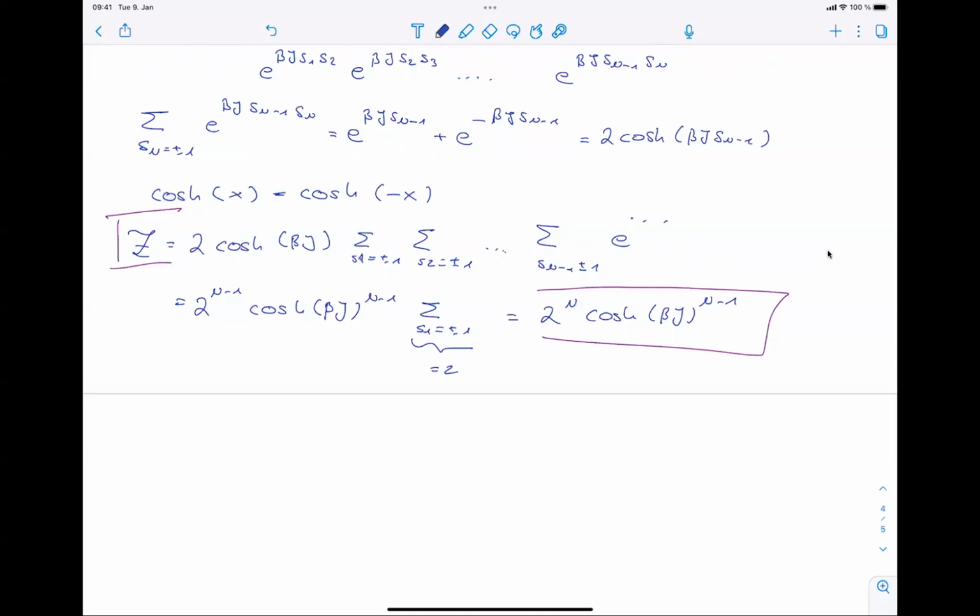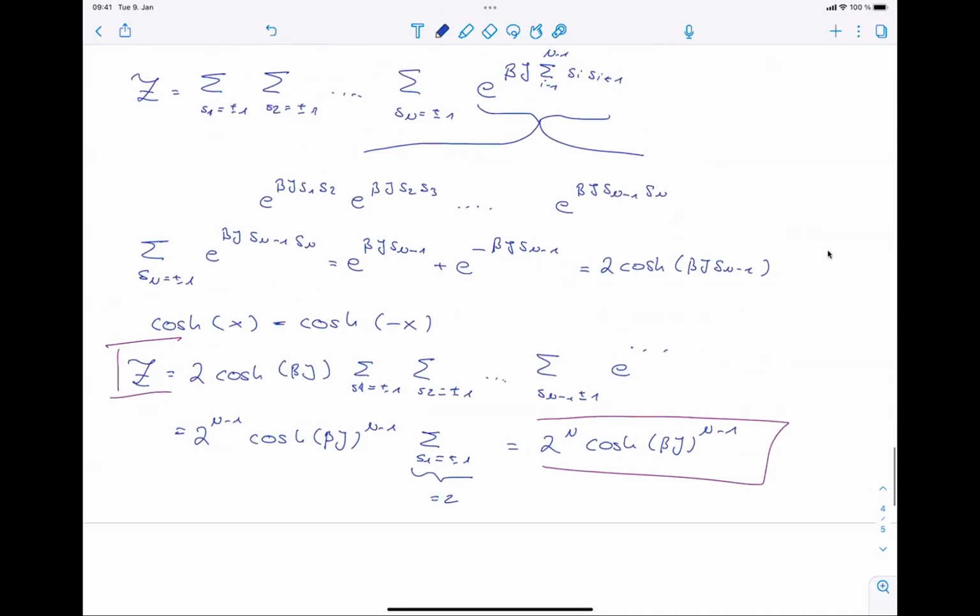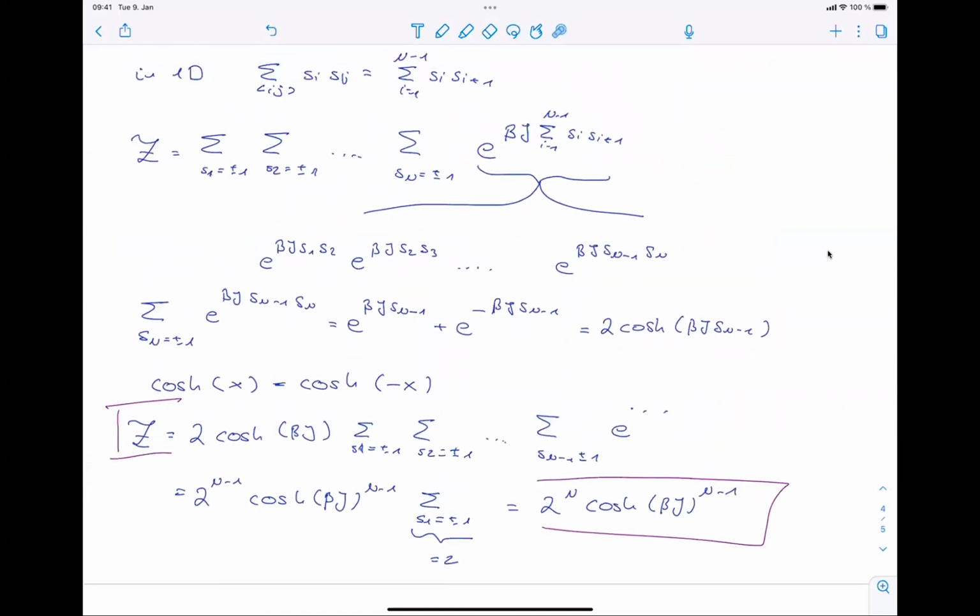I didn't understand why in the second to third line, why cos of x equal cos of minus x implies that. Why is this true? Why does that mean that we can take the Sn minus 1 out of the parentheses inside the cos?